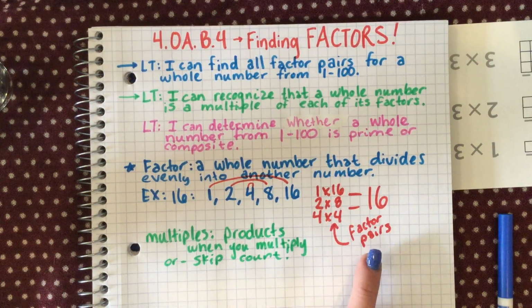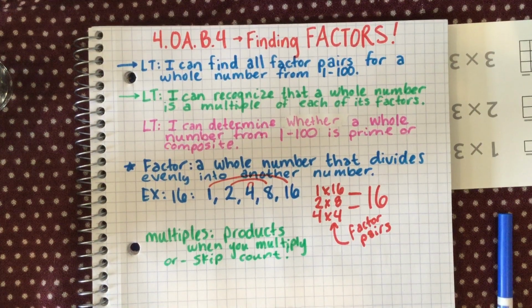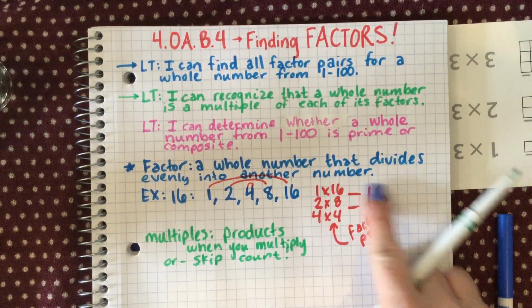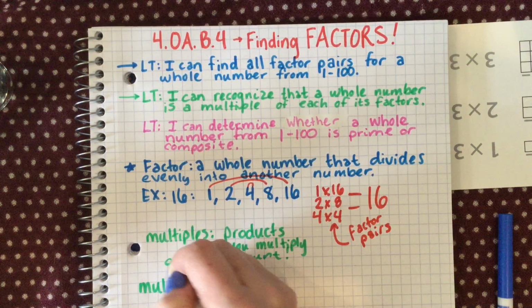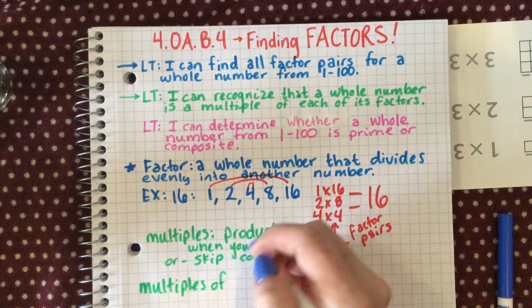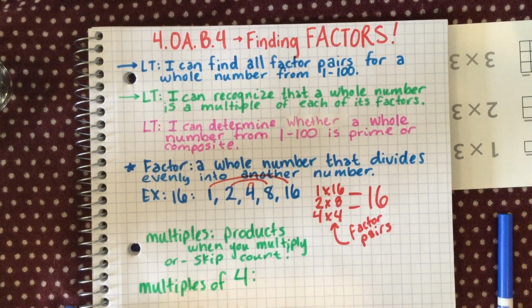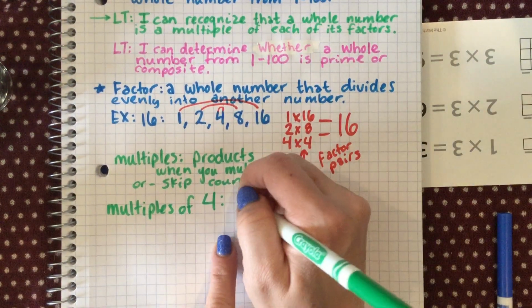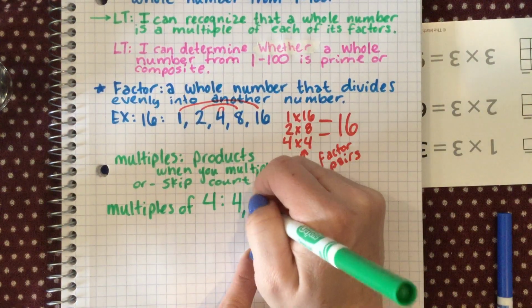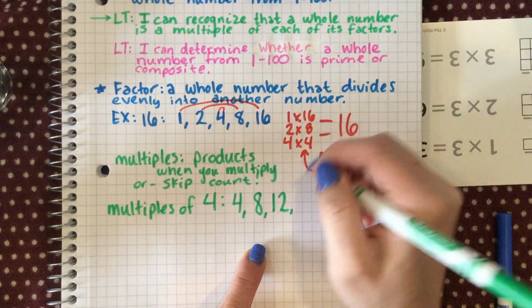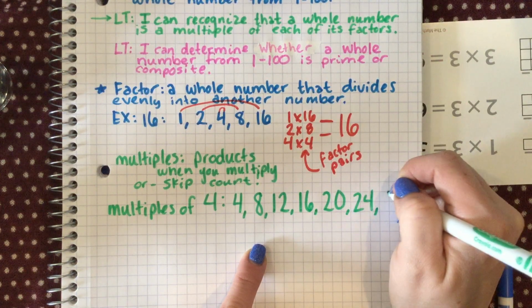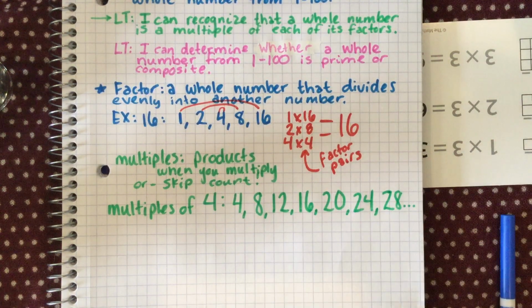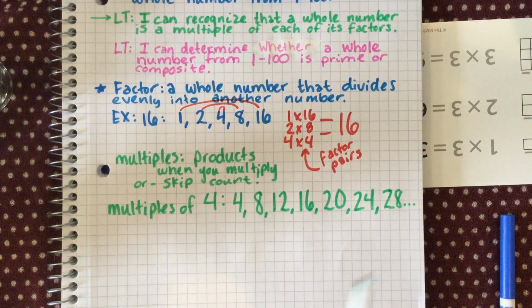So let's look at 16 for a second. Let's take a number from our factor pairs of 16. Let's take 4. Let's find the multiples of 4. Let's count by 4s. Starting off with 4, then 8, then 12, then 16, then 20, 24, 28. We could literally go on forever because numbers don't ever end. We could be sitting here doing multiples of 4 until my hair turns gray.